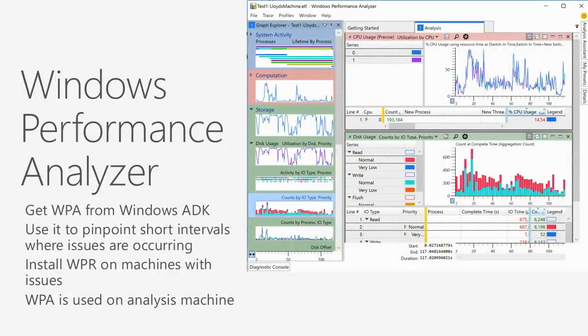This is Windows Performance Analyzer. This one is separate from Microsoft's Windows. You have to download it separately. It doesn't come in Windows itself.